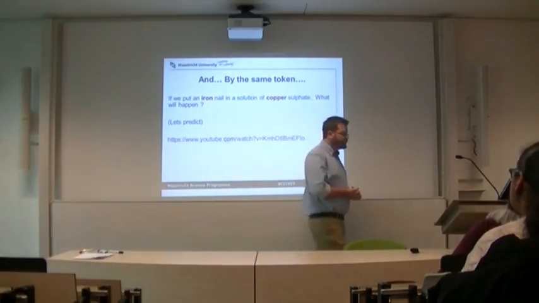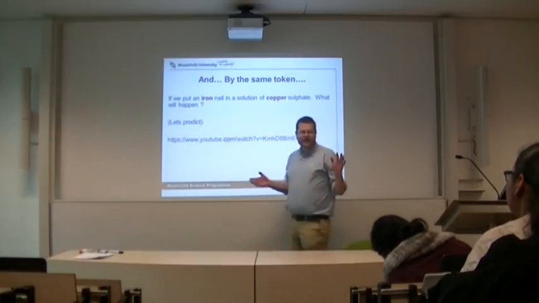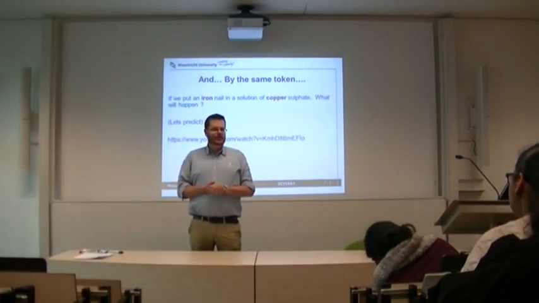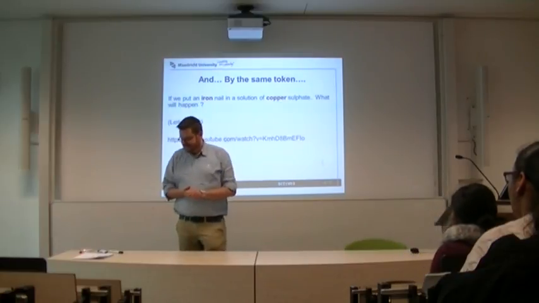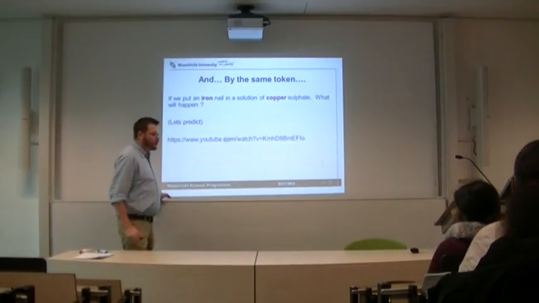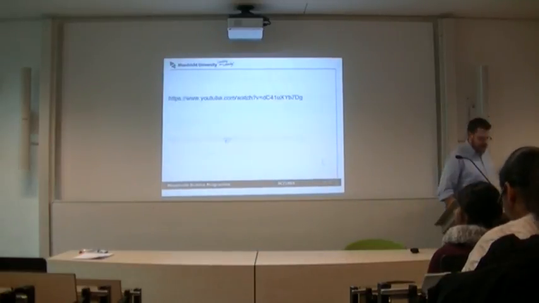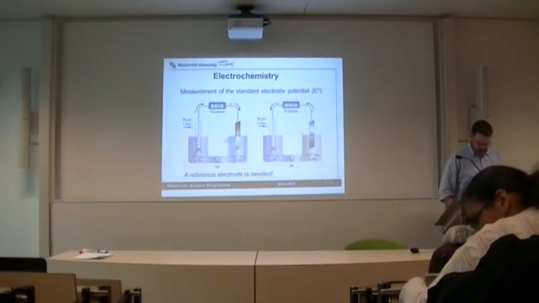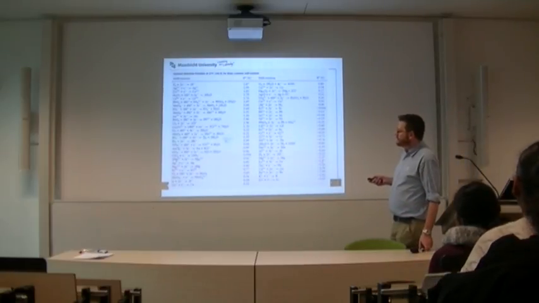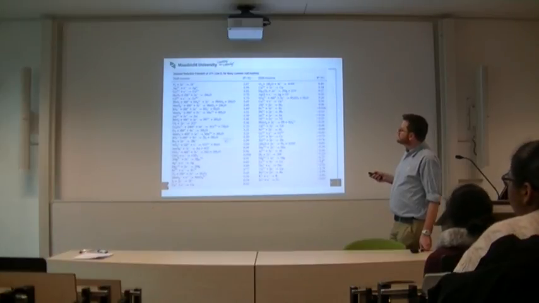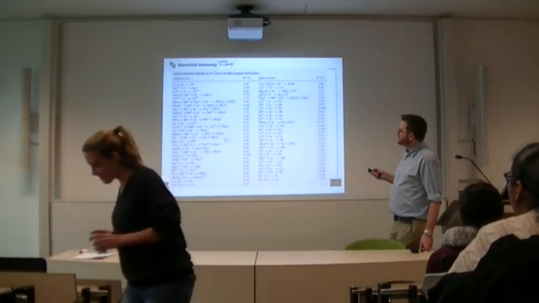Did anyone think about why, if I put an iron nail in a copper sulfate solution, a reaction takes place? What's the reason? Well, it must be that the potential is positive. Right. So the overall potential is positive. So let's go to our table and look at the half reactions. So we have obviously iron. Elemental iron going to iron 3 plus.